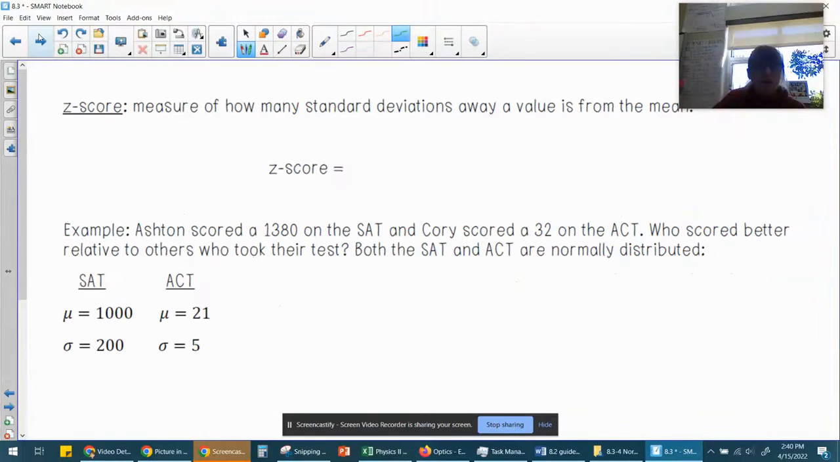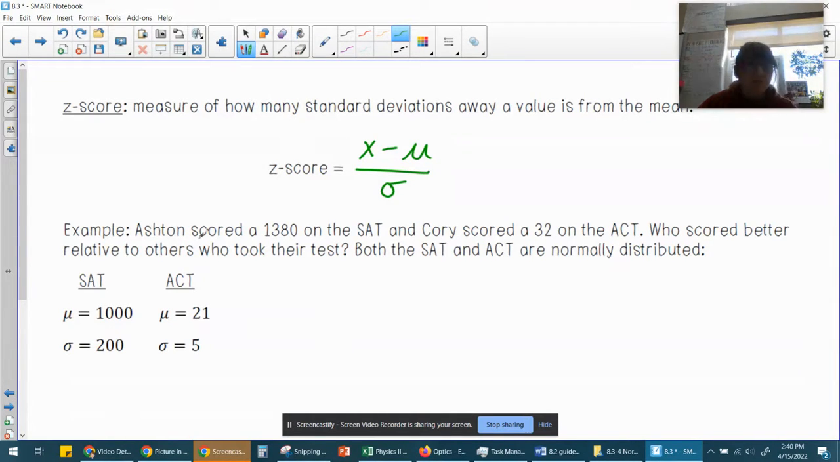Right on. Last thing is to talk about what a z-score is. So a z-score is a measure of how many standard deviations away a value is from the mean. So our equation is going to be x, which is some observation point, minus the mean, divided by the standard deviation. A z-score is also called a standardized score.